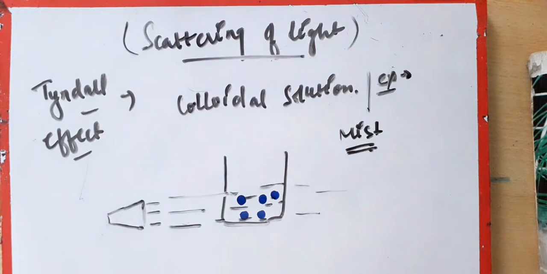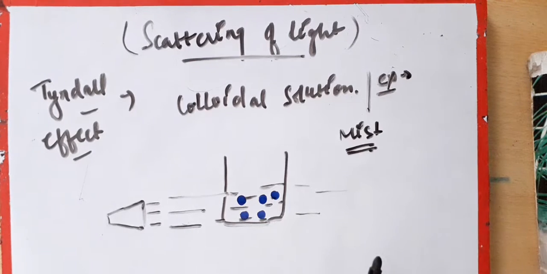What is scattering? Scattering means when white light splits into seven colors, then we are able to see the seven colors of the light. Similarly, in the Tyndall effect, when this ray of light passes, we are able to observe the particles in it. This is called scattering of light. So here we will understand two applications of it. The first we will understand in this video.